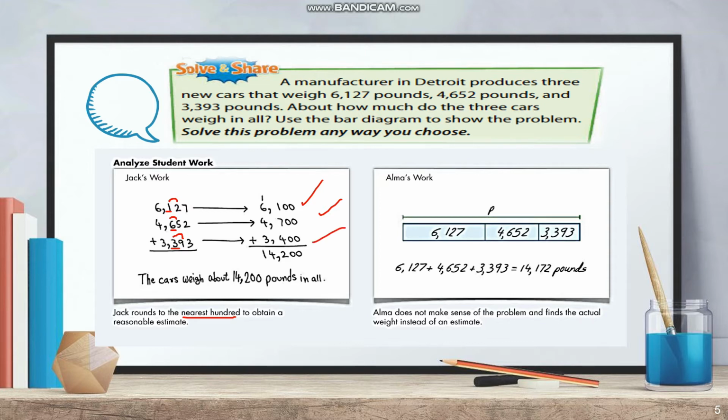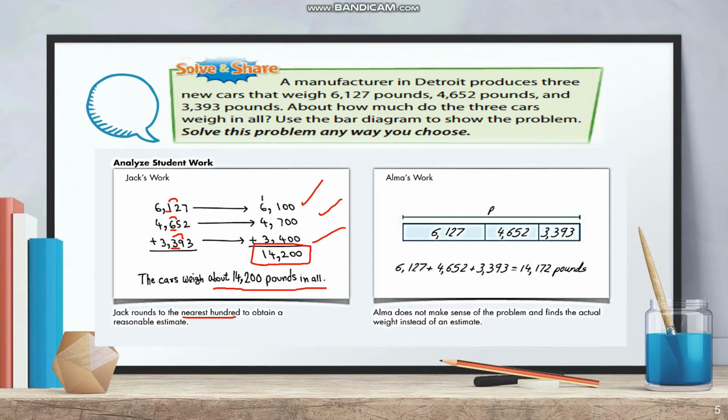Then we're going to add all these numbers. So we have 0, 0, 7 plus 1 plus 4 is equivalent to 12. So 2, regroup 1. 6 plus 1 equals 7, plus 3 equals 10. Then plus 4 that is equivalent to 14. That's why the answer is 14,200. About 14,200 pounds in all.